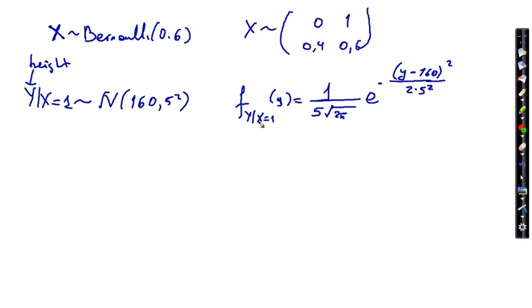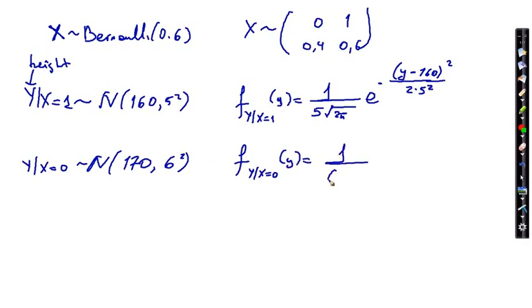So this is my conditional PDF of Y, given that X is 1. And now I will write the PDF for this other conditional distribution, where the person is male. In that case, we had a normal with 170 as a mean and 6 squared as a variance. So f of y, given that X is 0, at the point y, is the following: 1 over 6 times square root of 2 pi times e to the minus, y minus 170 squared, over 2 times 6 squared.